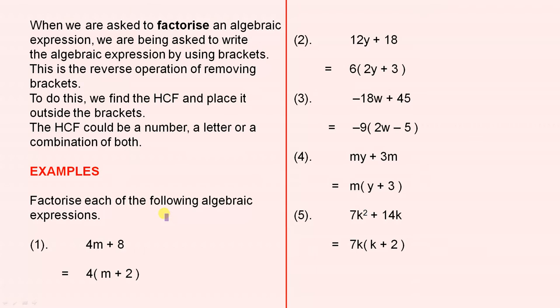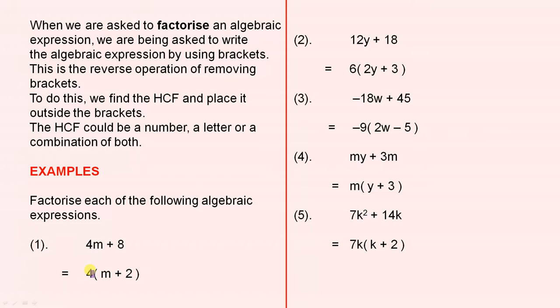Factorise each of the following algebraic expressions. Number 1 is 4m plus 8. So what we have to do is find the highest term that divides both into 4m and into 8, and that's called the HCF. Clearly we can see that that's 4.